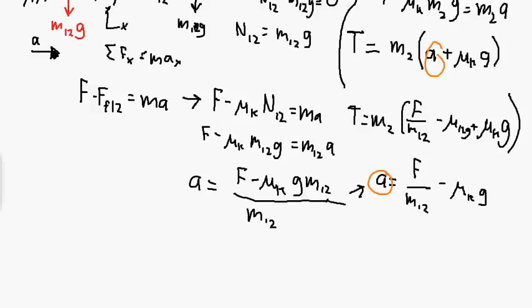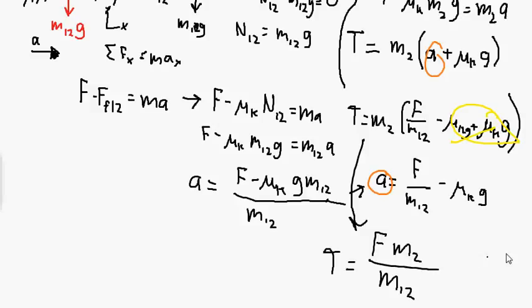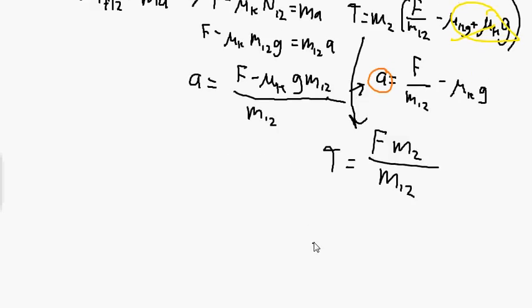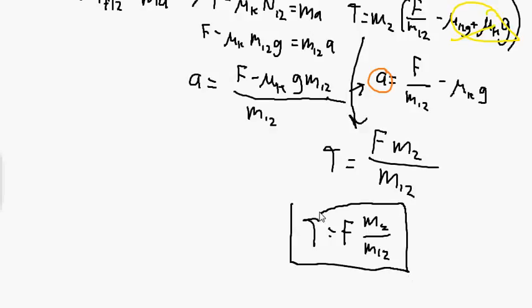Okay, cancel, and this goes down to tension equals F times M2 over M12. What was M12? It was M1 plus M2. So coming on down, tension equals F M2 over M12. And I would talk about this solution more, but I've got to stop right now because YouTube will only let me go 15 minutes. So there you go.